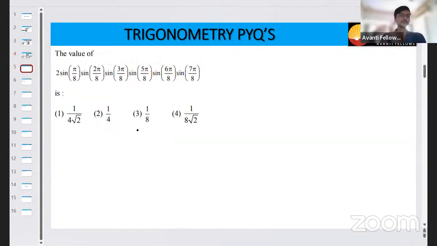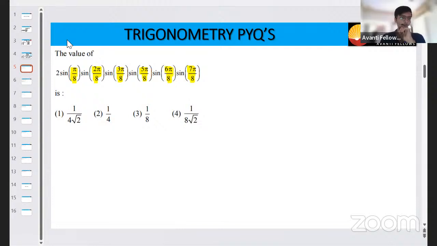The value of. Yeah. So I hope you know this is the continuous product of sine. What is the continuous product of sine's answer when the angles are in AP? Right? If you see here, all the angles are in AP. Okay, these three are in AP and these three are in AP.